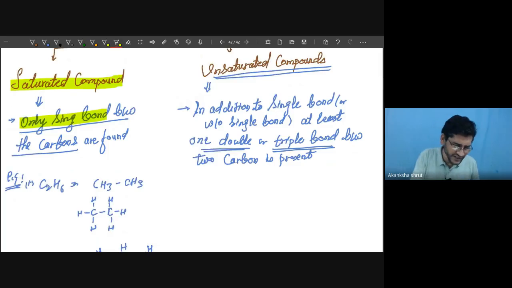Now coming to unsaturated. In unsaturated, we have two situations. One is called double bond, another is called triple bond.